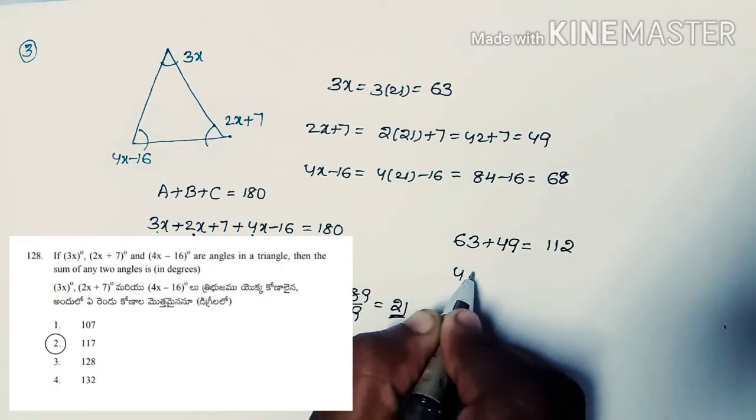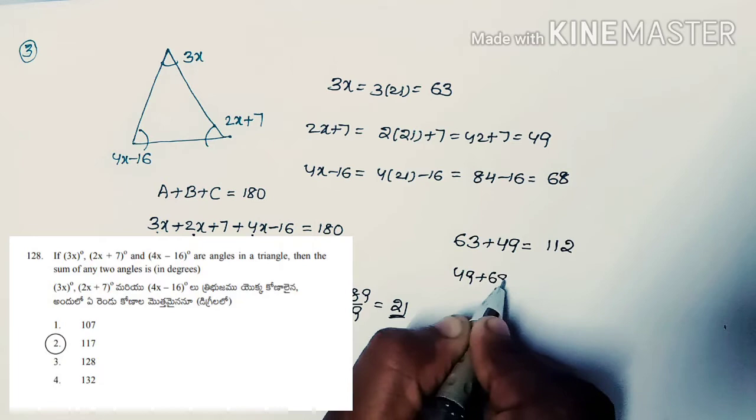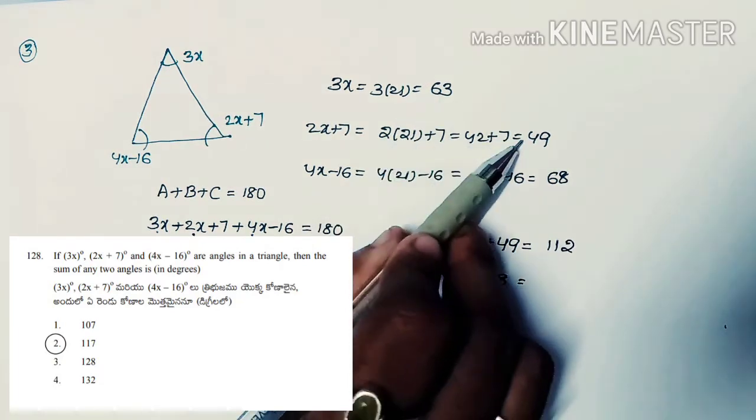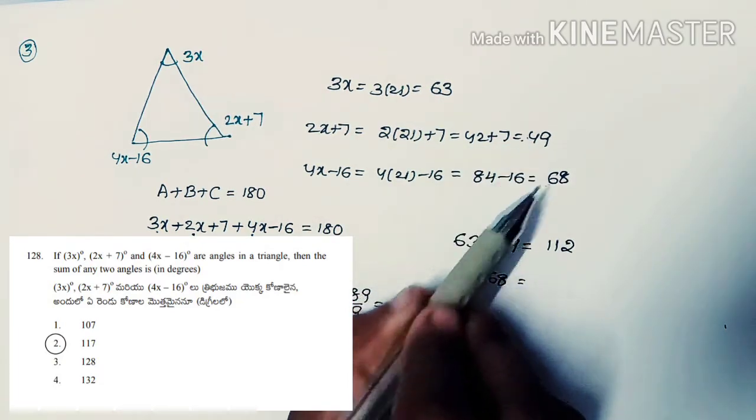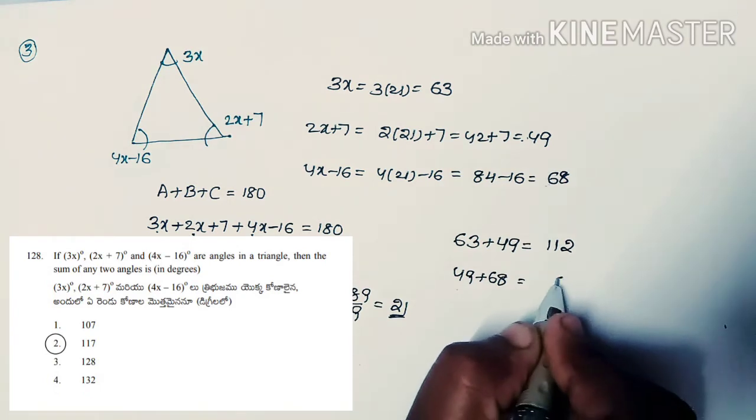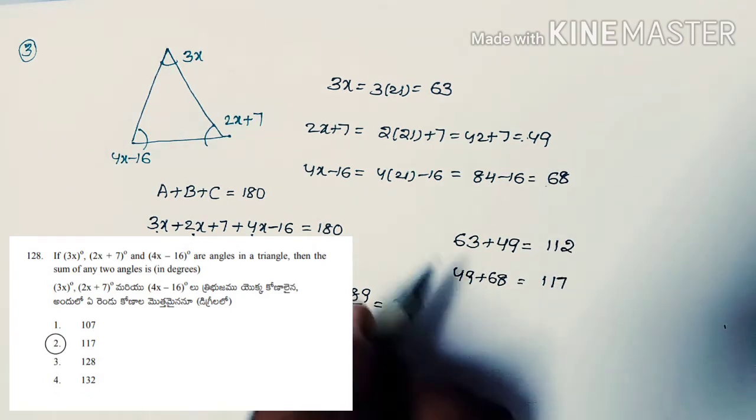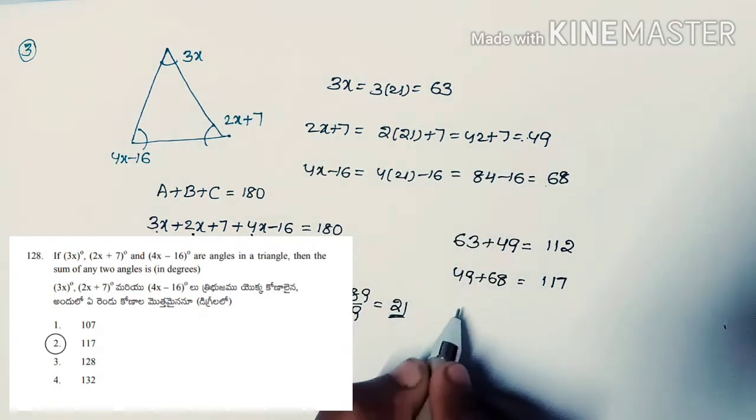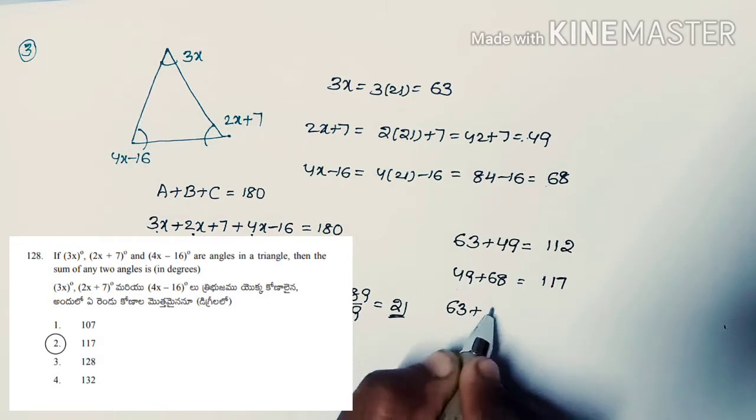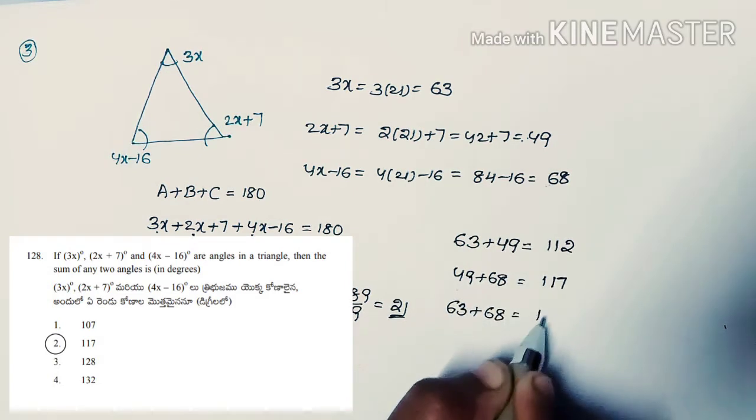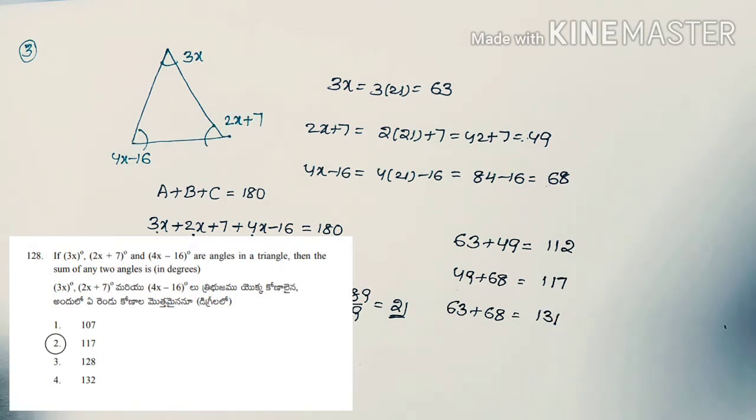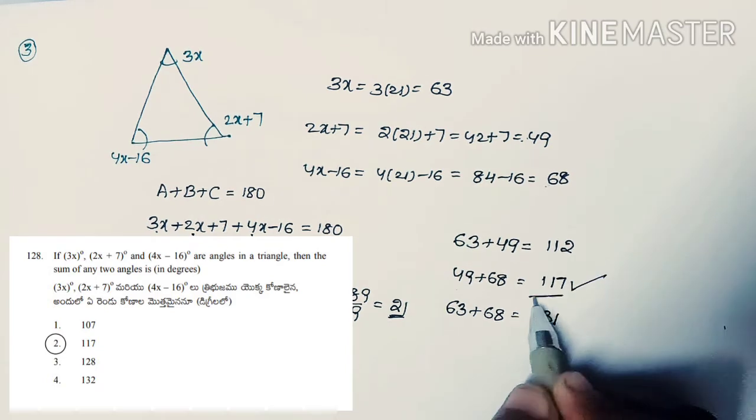Next, adding the next two values: 49 plus 68, that is 117. Next, adding the first and third angles: 63 plus 68 is equal to 131. Now here the options are 107, 117, 128, 132. So 117 is the correct answer.